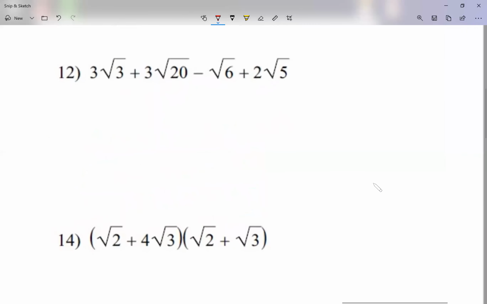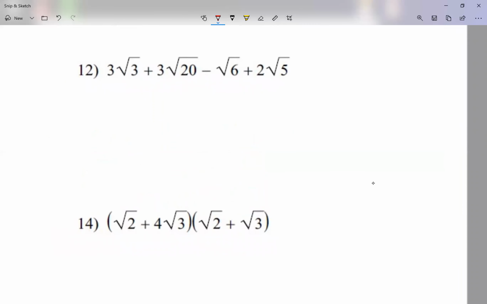Now, question number 12. 3 radical 3, nothing I can do. I cannot simplify the radical. I'm just going to copy it down. Radical 20, I can break that. I'm thinking of two numbers multiplied equals 20. One of them has to be a perfect square. So let me think of this as 4 times 5, because the square root of 4 is 2. Now this 2 multiplied with this 3 will give me 6 radical 5. Nothing else I can do with radical 5.